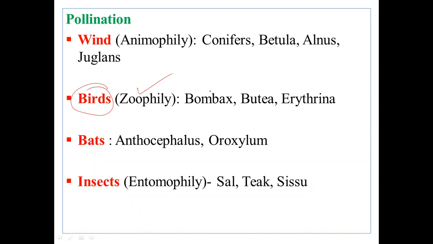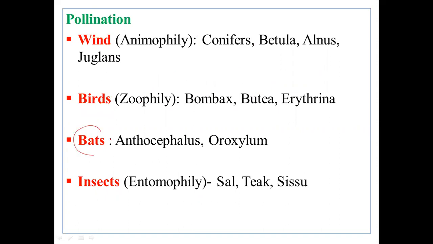For that we have three important species: Bombax, Butea, as well as Erythrina. These species are pollinated by birds. The pollen is dispersed from one plant to another with the help of birds.